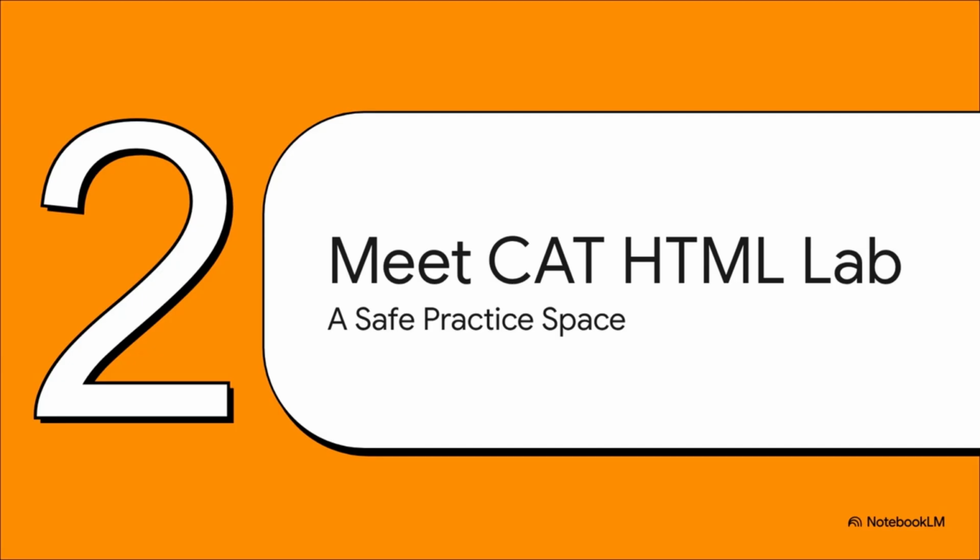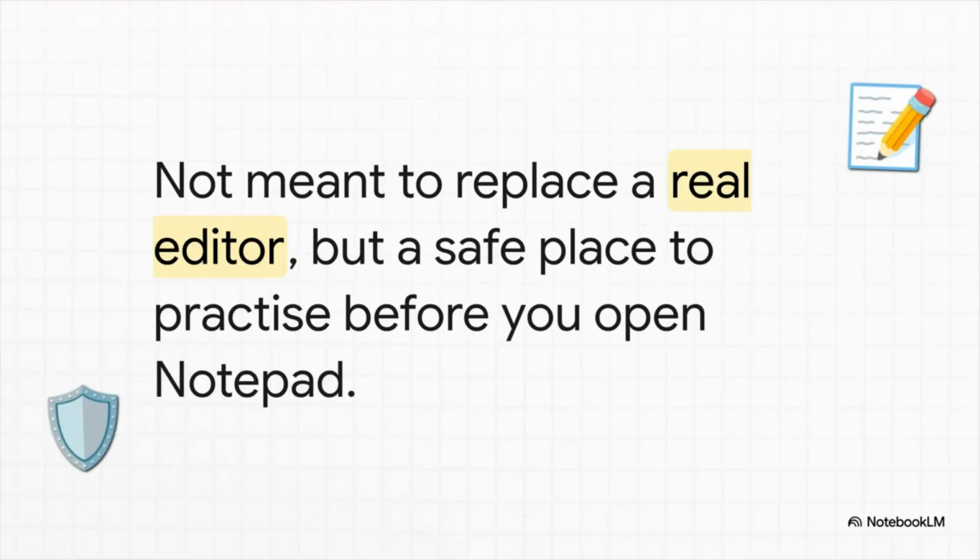Which brings us right to Section 2, Meet CAT HTML Lab, your new safe practice space. Now, a really crucial point to understand here is what this tool is actually meant to do. As the source material explicitly points out, the CAT HTML Lab isn't meant to replace a real HTML editor. You're obviously not going to build the next massive social media platform in it. Instead, think of it as a frustration-free sandbox. It's a safe place to practice before you ever open up Notepad or VS Code. It isolates the learning process, so you can actually master the concepts without fighting against a complicated software environment.